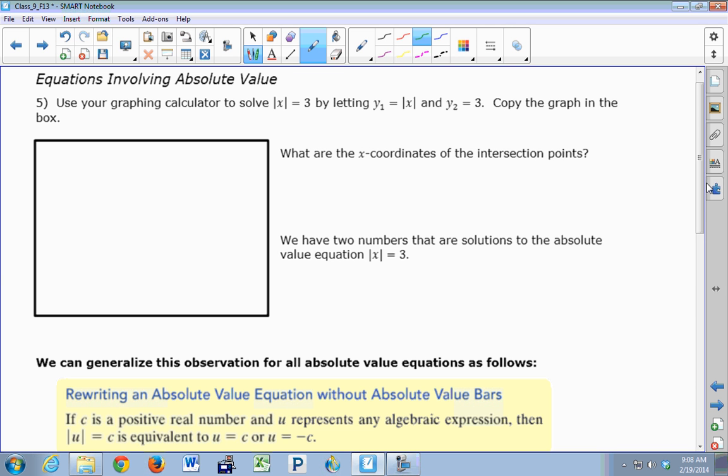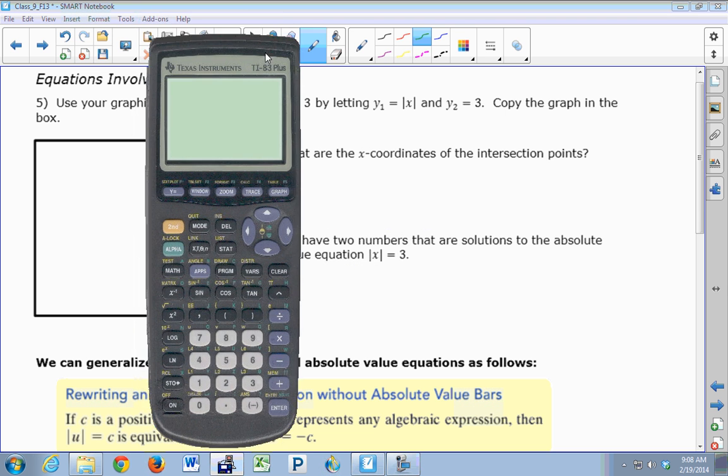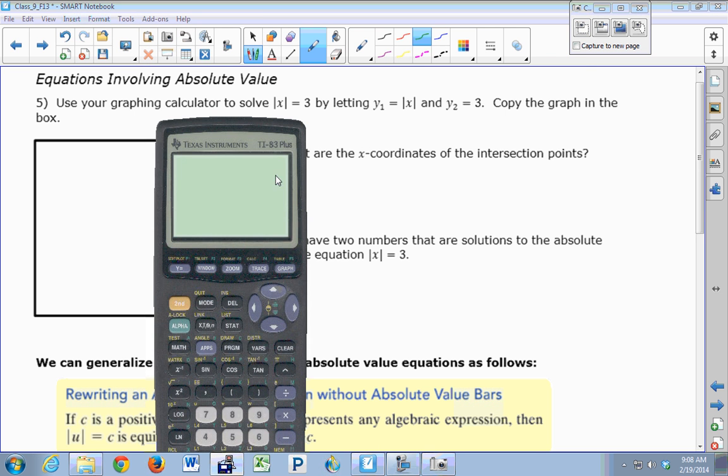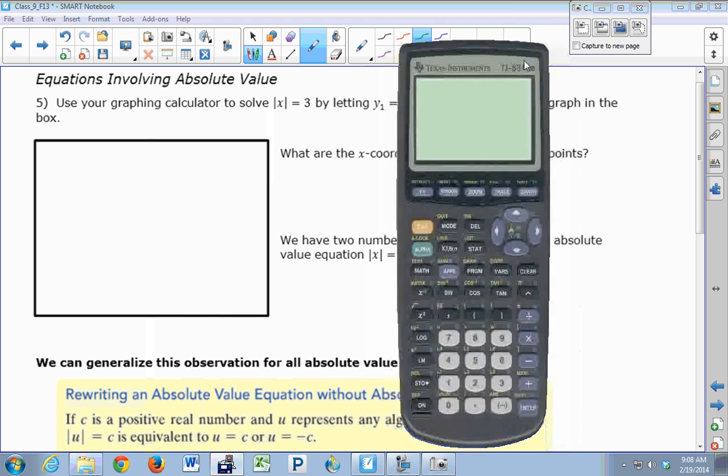So let's use our graphing calculator to solve the absolute value of x equals 3. By using the technique we've talked about, we're going to let everything on the left side be y1 and everything on the right side, which is just the constant 3, be y2. And let's copy our graph onto our paper here. So let's see what we get. I better get that camera up and ready, otherwise I won't be able to copy it.